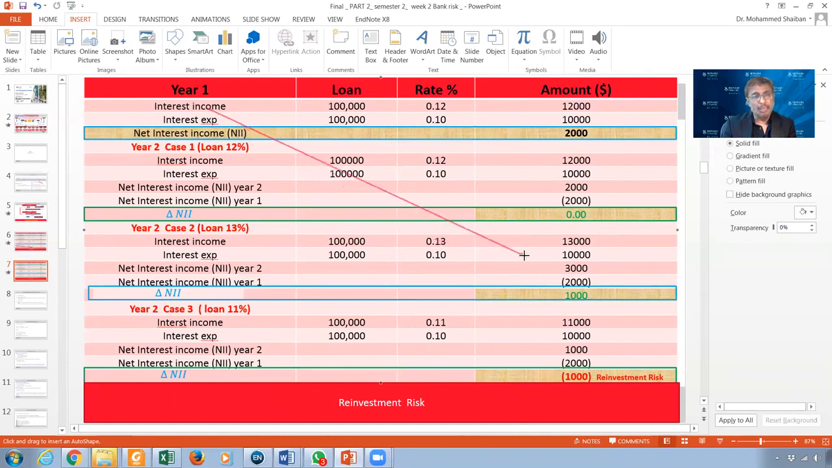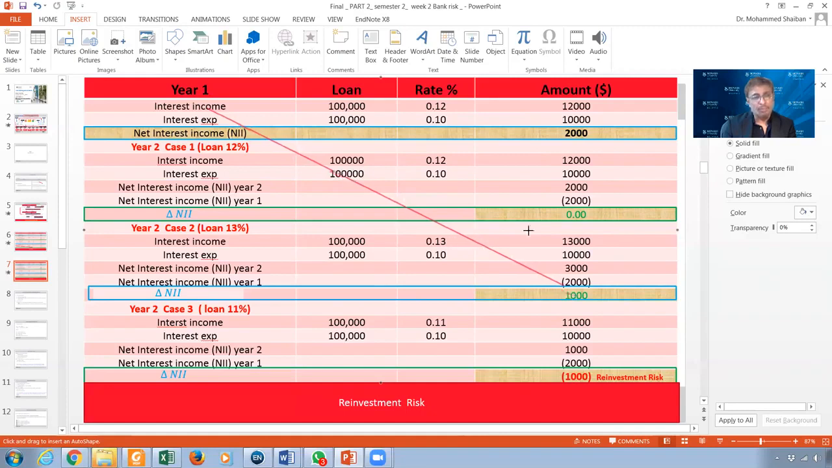The loan, the problem when the loan finishes in the first year, it can be 12%, which means there is no problem here. There is no impact. Or it could be 13%, which means in this case the interest income will be 13,000, and I still pay 10,000, so I make 3,000 difference. I used to make only 2,000. Now I have, as you can see, 1,000 green. I'm happy, even happier than the first year.